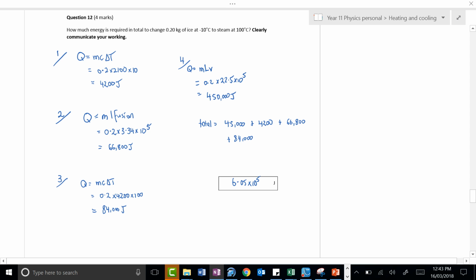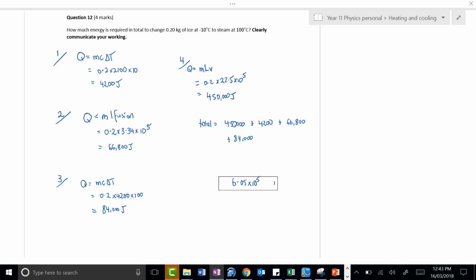Then we've got the heating up of water from 0 to 100 degrees, which is 84,000 joules. Notice that these changes of state use a pretty fair amount of energy, particularly the latent heat of vaporization, water going from a liquid to steam. You can see the latent heat of vaporization is 22.5 by 10 to the 5, and when we multiply that out, that's probably about 3/4 of the energy involved. When we add all of those up, I got 6.05 by 10 to the power of 5 joules. That's not 45,000, that's 450,000.